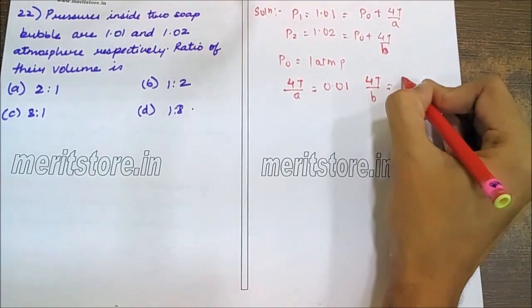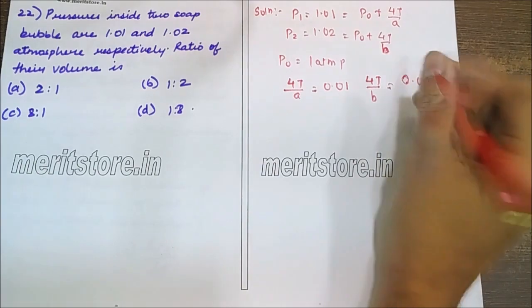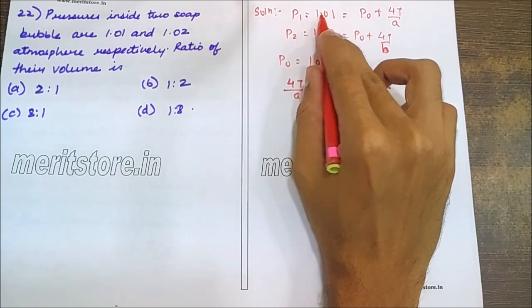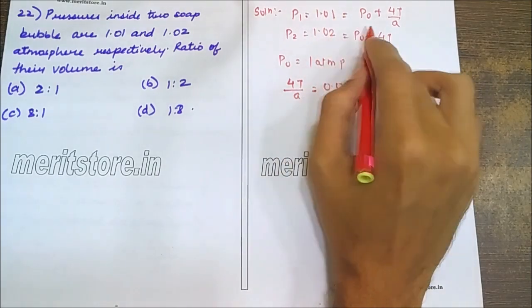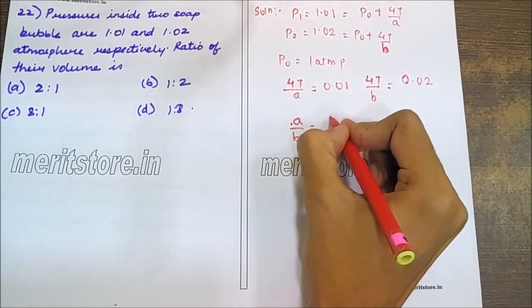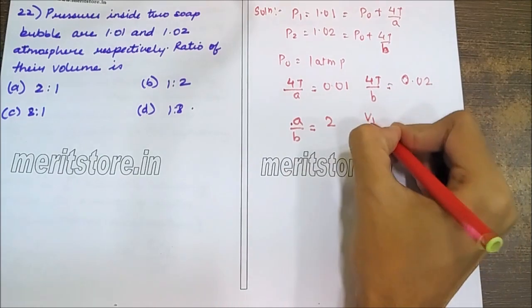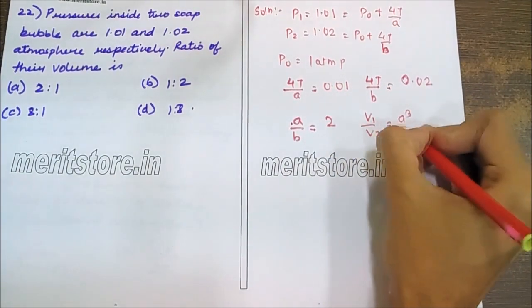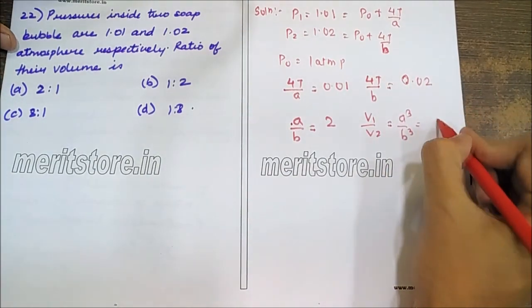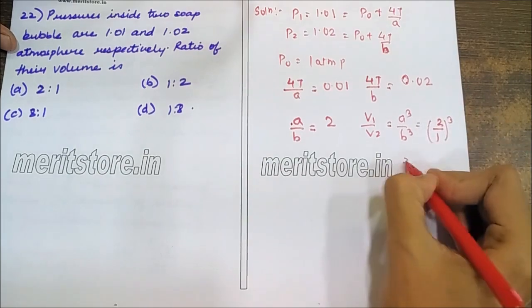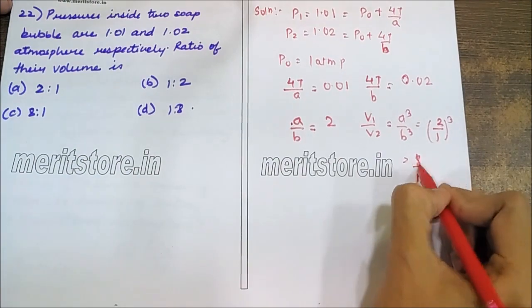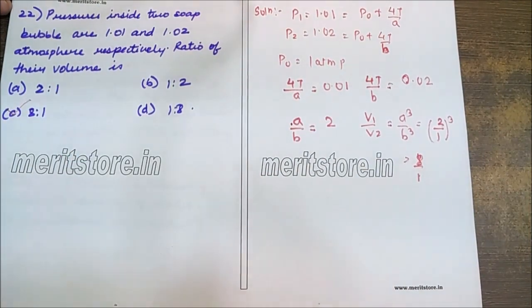4T upon B equals 0.02. That comes from 1.01 minus 1 and 1.02 minus 1. So the ratio of A upon B will be equal to 2. So V1 upon V2 equals A cube upon B cube, that is 2 upon 1 the whole cube, that is 8 upon 1. So the ratio of the volumes is 8 is to 1. C is the correct option.